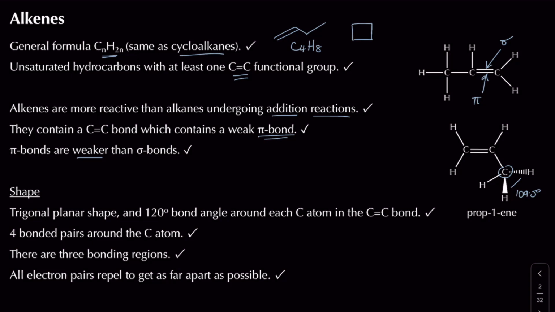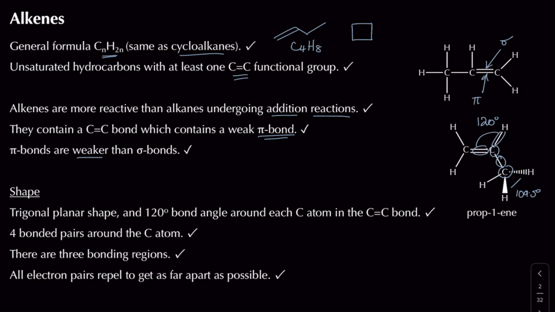Now if I were to look at the carbon-carbon double bond though, although we've got 4 bonded pairs, 0 lone pairs, we've actually got 3 bonding regions. I've got 1, 2 and 3 around this carbon atom over here. So I know I end up with 120 degrees because we just treat it like 3 bonded pairs, and that's going to be our bond angle. The shape itself is going to be trigonal planar.